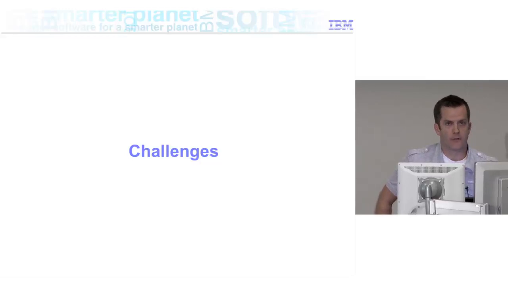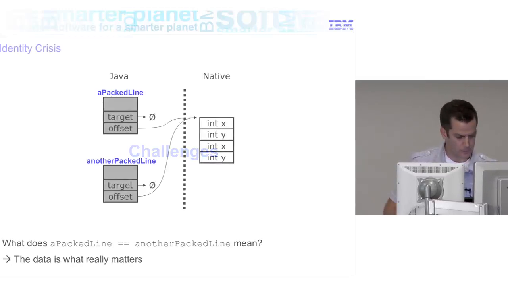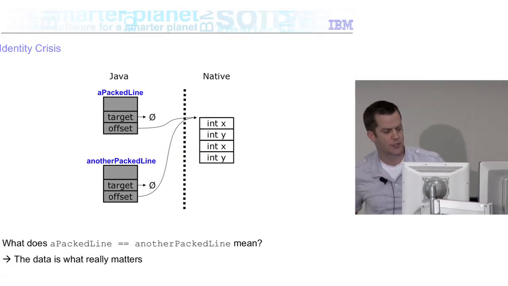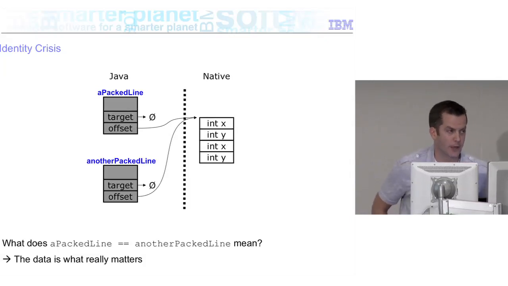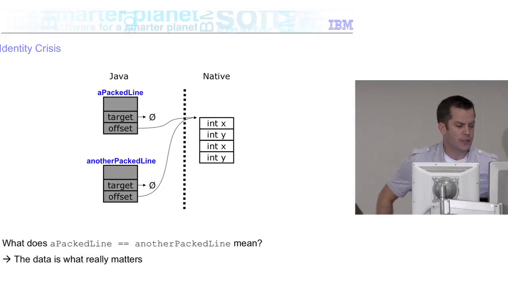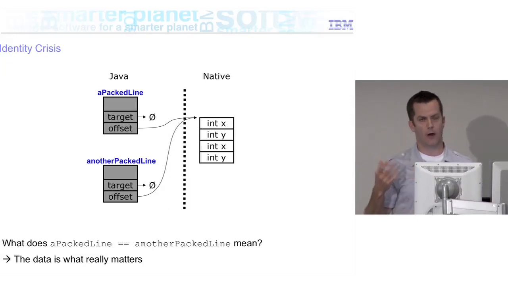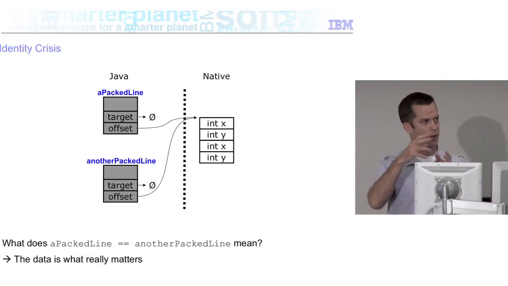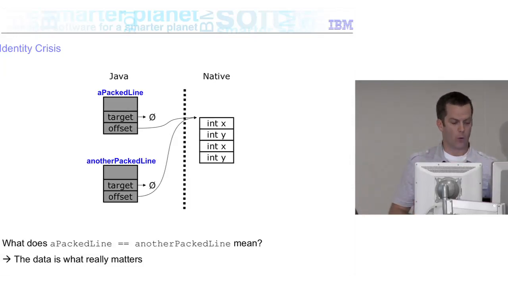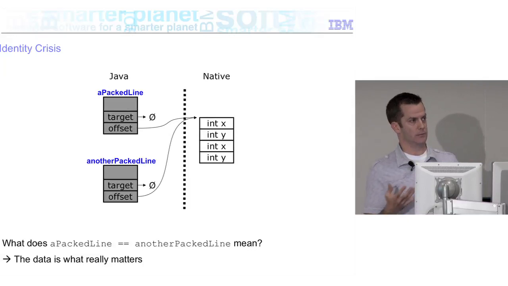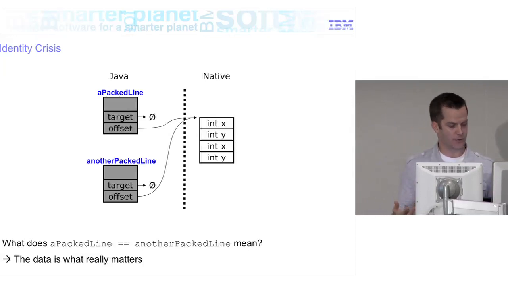There are more than a few. All right, the first one is obviously the identity crisis, right? So you've got two types pointing to the same data. I've used native here. You could even still use something like a packed line pointing to the same two points. You've got two different derived objects. What does equality mean here, right, for these two things?